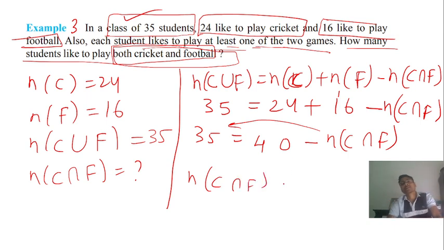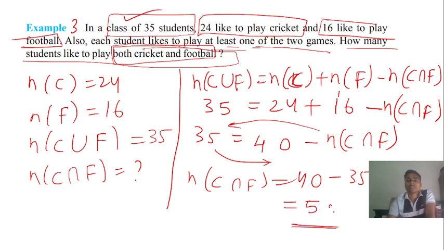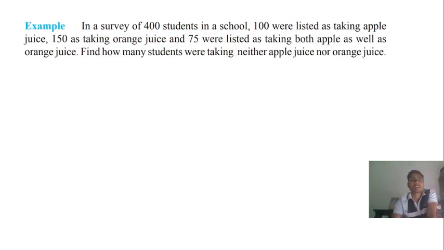The number of students in cricket and football is equal to 40 negative of 35. We send this 35 to that side, so it changes the sign. So there are only 5 students who like to play football and cricket. Coming to example number 4 of this session.